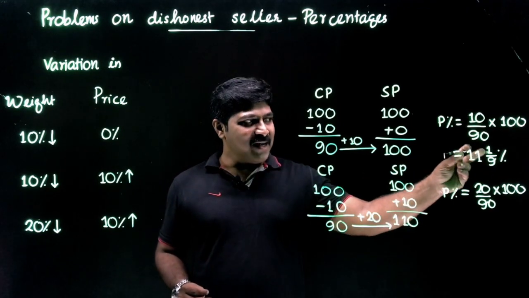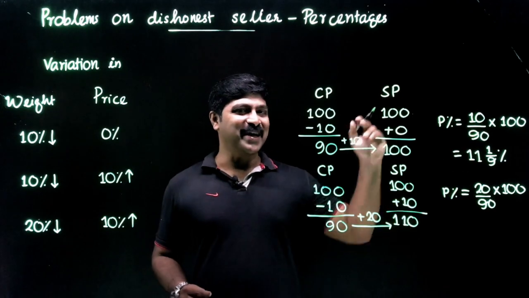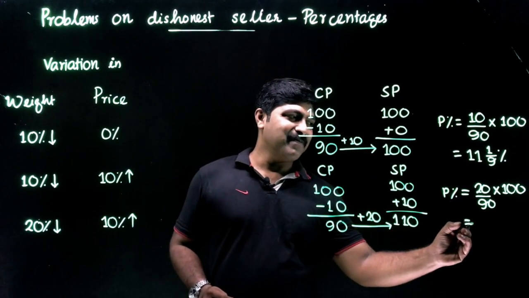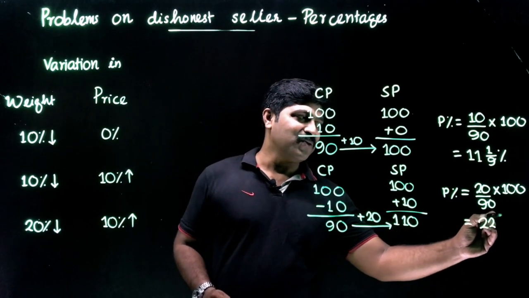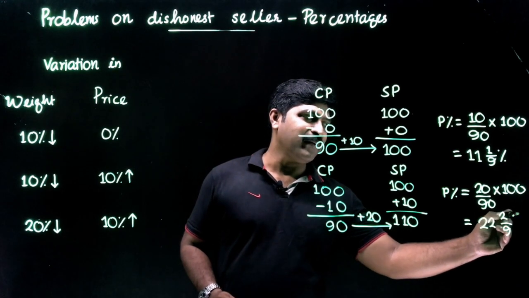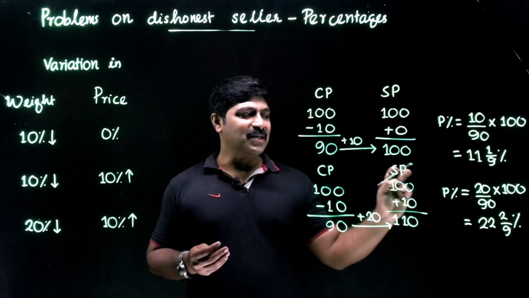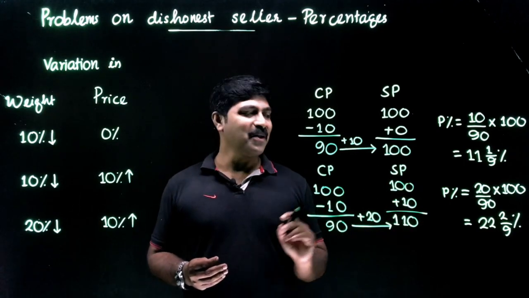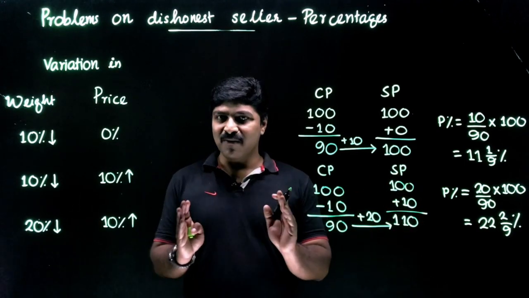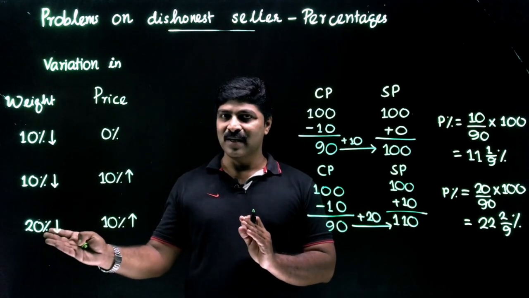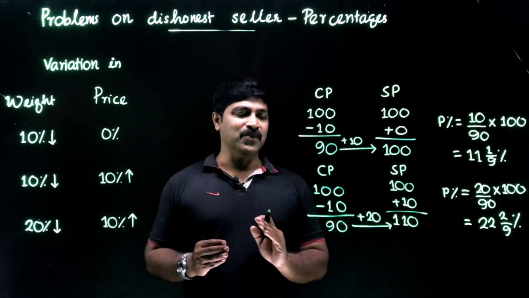This is simply the second multiple of this first set of values. What is the second multiple of 11 and 1/9%? Just simply multiply it by 2. That is simply 22 and 2/9%. So here the second variation is 22 and 2/9%. In the similar way, you can catch the third set of values also.